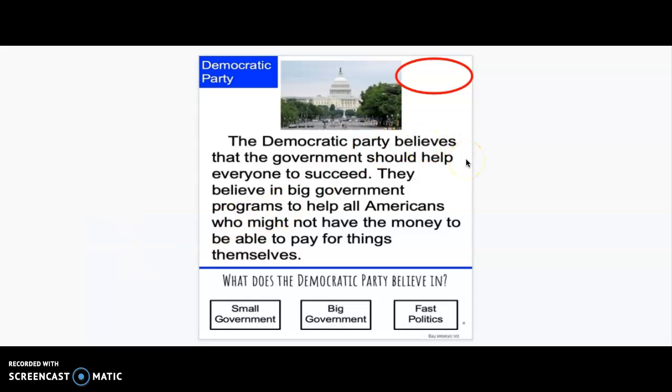The Democratic Party believes that the government should help everyone to succeed. They believe in big government programs to help all Americans who might not have the money to be able to pay for things themselves. So, what does the Democratic Party believe in? Is it small government, big government, or fast politics? Go ahead and have your teacher pause the video and everybody give your answer.